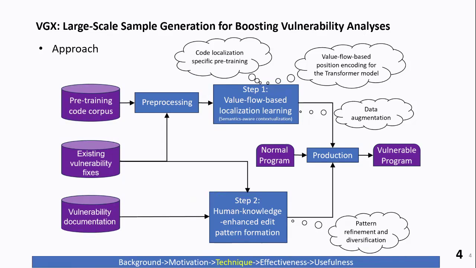Because when we say code locations, we are basically talking about the statements. Some statements are removed, and the model learns to find them back. When the model is trained on this kind of task, it becomes much more sensitive to locations. But we also have some other pre-training objectives.